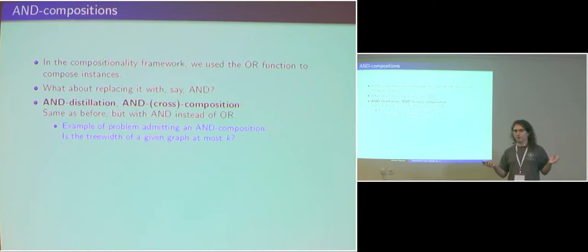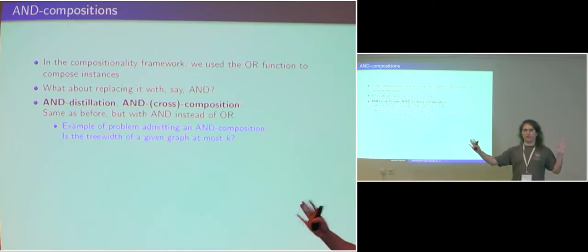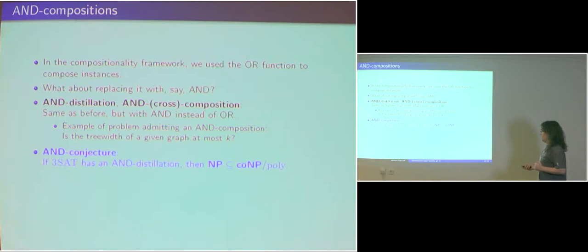This problem is fixed parameter tractable, and the disjoint union is the trivial AND composition, because the disjoint union of graphs has tree width at most k if and only if each of the individual graphs has tree width at most k. Yes? So for some time there was this AND conjecture, that this backbone theorem that was proved by Fortune and Santhanam for OR also holds for AND.